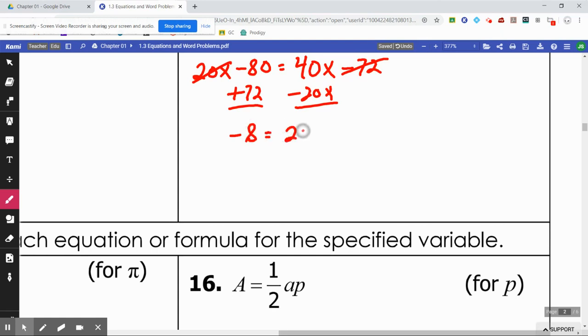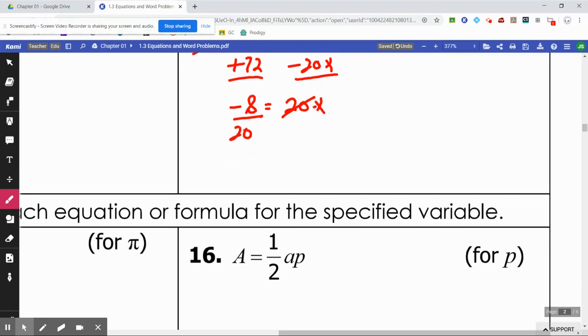40 minus 20 is 20x. To get x by itself, since this is multiplied, I'm going to divide by 20. Now, again, the way you're going to treat that answer is, since 8 is not divisible by 20, you can simply reduce it. Negative divided by positive is negative, divide the top by 4, divide the bottom by 4, and you get x is negative 2 fifths.